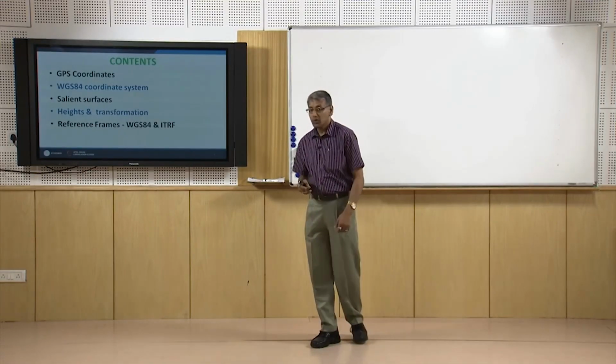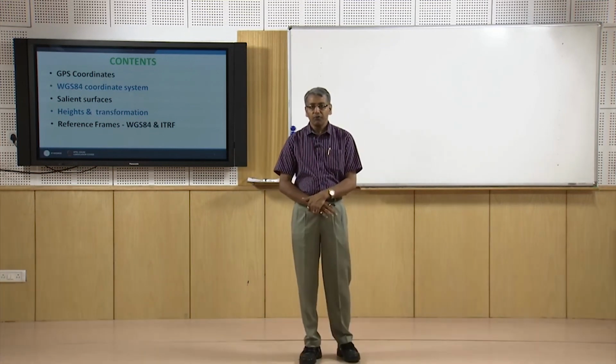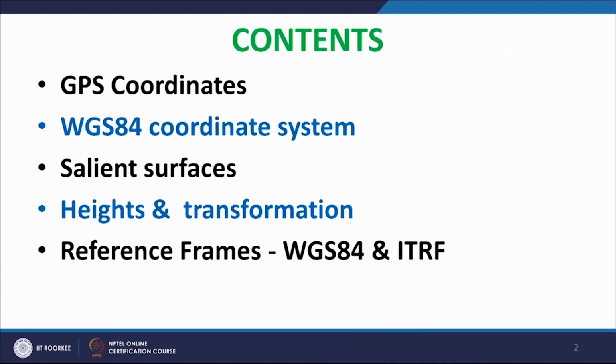Now this class will be dealt under following heads: GPS coordinates, then the coordinate system in which GPS provides us the coordinates, then some salient surfaces with respect to which we measure the height of any point on the surface of the earth, then different types of heights and their transformation to each other, and then finally reference frame. This is required for precise measurement of position.